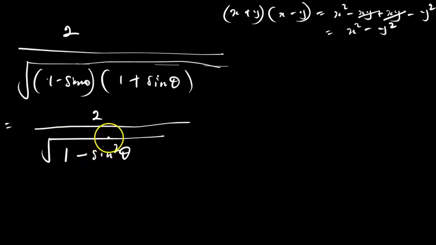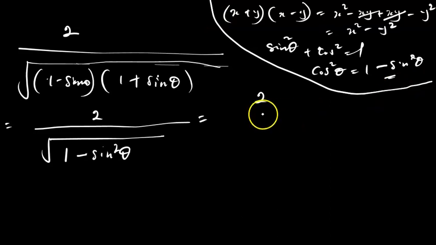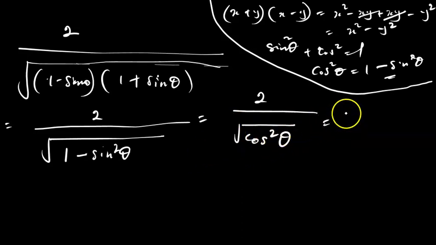Now from our trigonometric identities, we know that sine squared theta plus cos squared theta is equal to 1. So cos squared theta will be the same thing as 1 minus sine squared theta. So in place of 1 minus sine squared theta here, I can easily say this is the same thing as the root of cos squared theta. So that is equal to 2 over the root of cos squared theta.